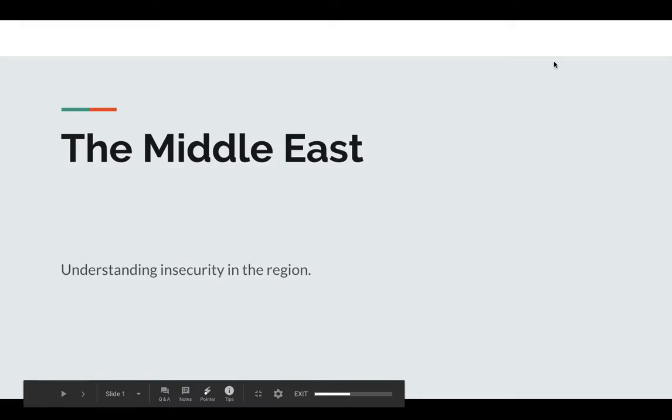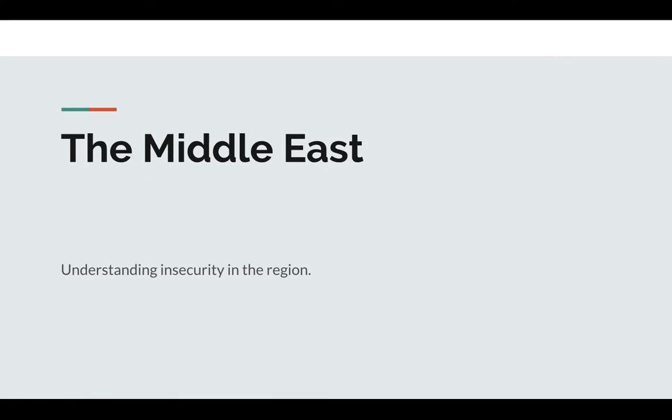Okay, so this is the fifth lecture in this course on international relations. Today we're going to look at the Middle East, in particular, trying to understand the insecurity within the region. Now, the Middle East is an incredibly complex region. I'm not going to try and explain the entire complexity of the issues that are causing insecurity in the region. What I'm going to try and do is just identify some of the key themes.